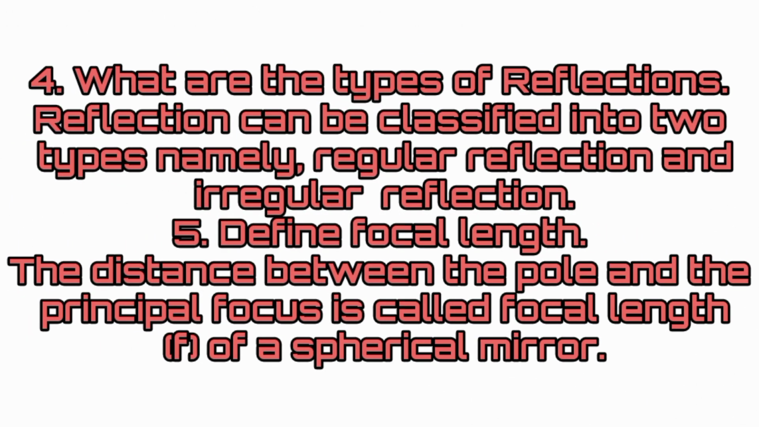Question number 4. What are the types of reflections? Reflection can be classified into two types, namely regular reflection and irregular reflection. Question number 5. Define focal length. The distance between the pole and the principal focus is called the focal length f of a spherical mirror.